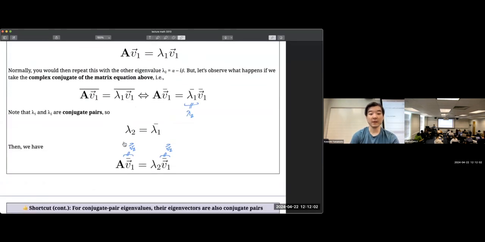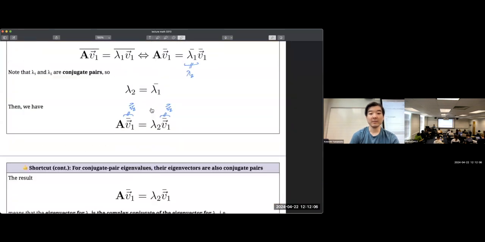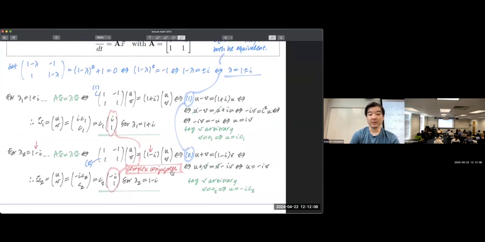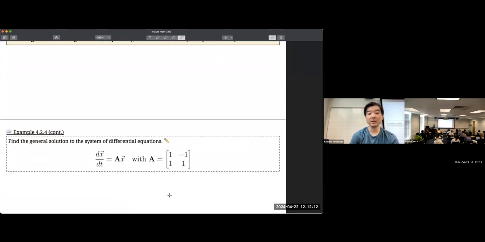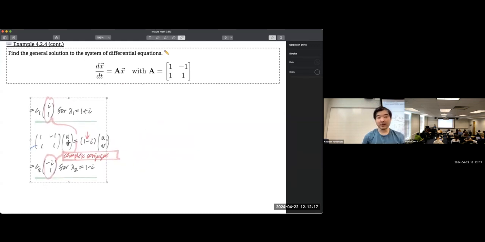So let's just see if, I think it's the same problem, yeah, 1, -1, 1, 1. Okay, so what did we get before? We got this result before. So let me just copy and paste this. How do we write the solution to this system? Let's just copy this.